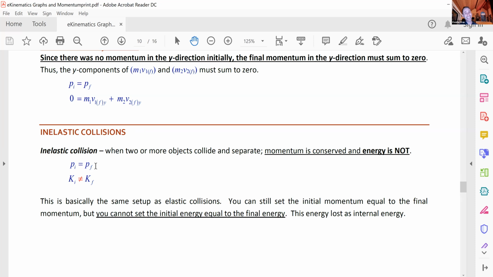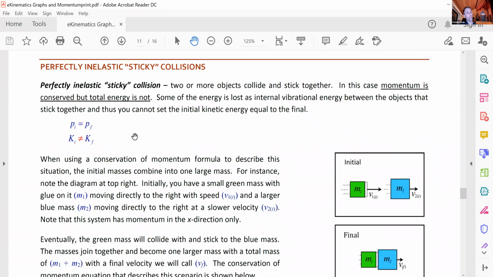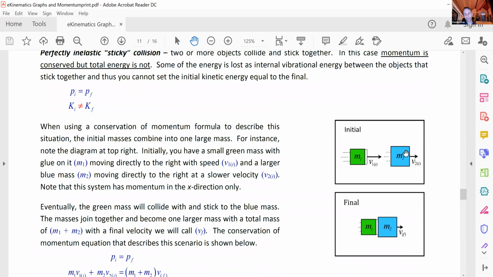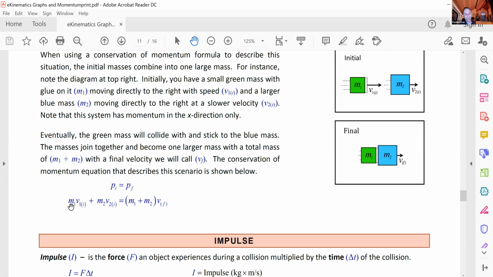Now, again, as I said, in an inelastic collision, momentum is conserved, but kinetic energy is not. And I like to call those sticky collisions. Two objects collide, and then they get stuck together. And you end up with this familiar situation where the two come together.